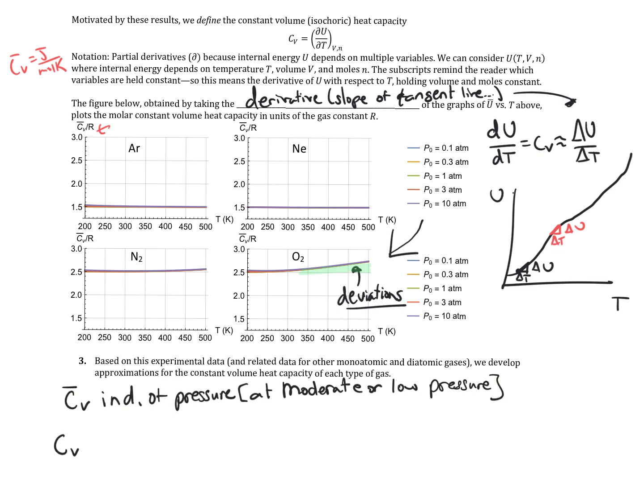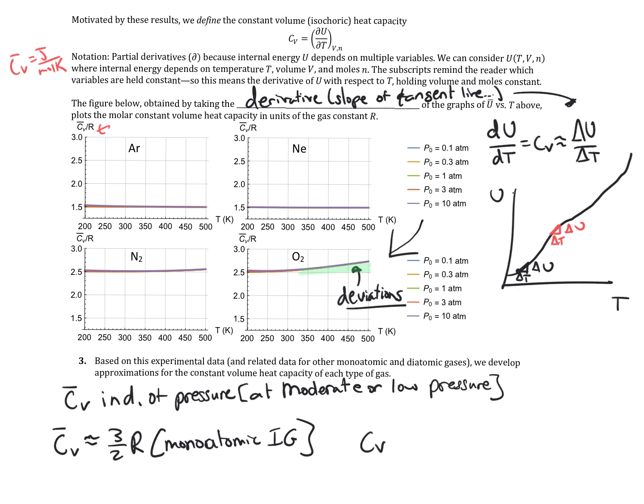And we have CV bar is roughly equal to 3/2 R for a monoatomic ideal gas. Again, calling it an ideal gas is basically saying that anywhere the ideal gas law applies, this is likely to be a good approximation. So the ideal gas law is going to apply at low or moderate pressure. We'll verify that a little bit later, but it's a good fact to know.